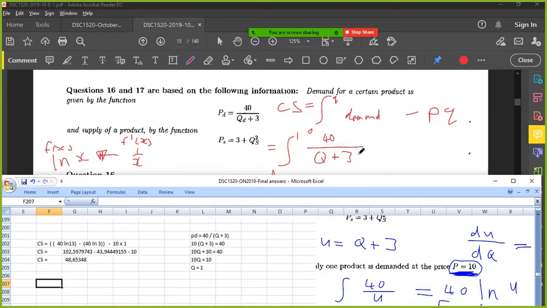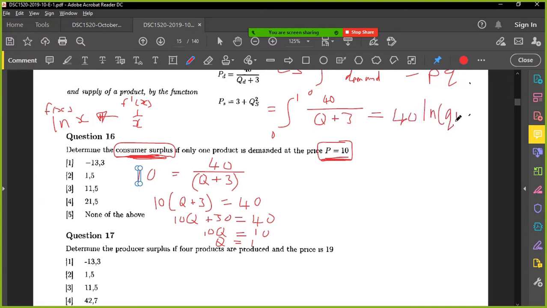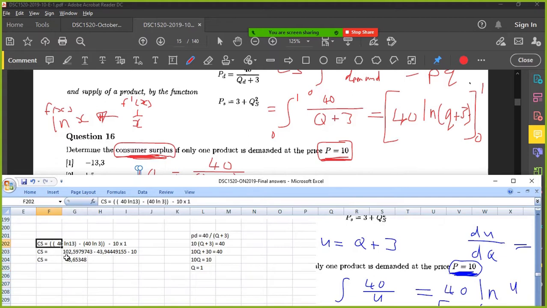So it's basically... Okay, and then obviously from 0 to 1. Alright, so if I'm looking at 0 to 1, I'm going to have to substitute that in. Okay, so your consumer surplus would be 40 ln, okay, so it'll be 1 plus 3. 1 plus 3 is 4. So this should be a 4, not a 13.